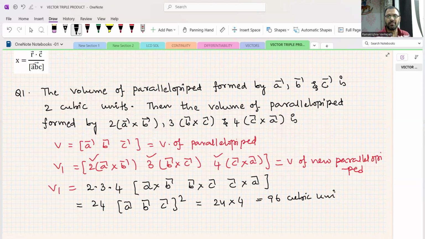So in that way, we can solve many questions. I'll upload some more problems on vector triple product and scalar triple product exclusively.